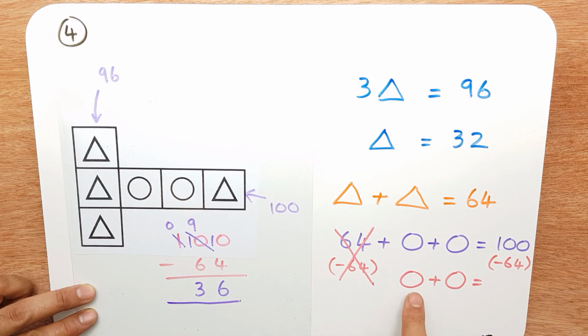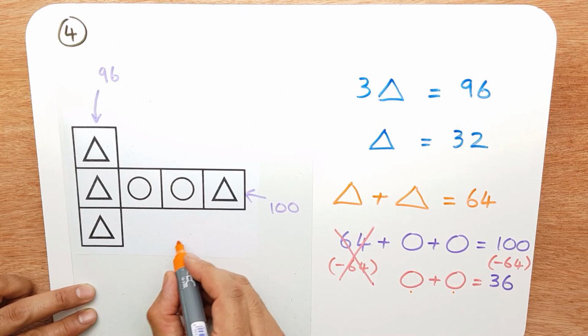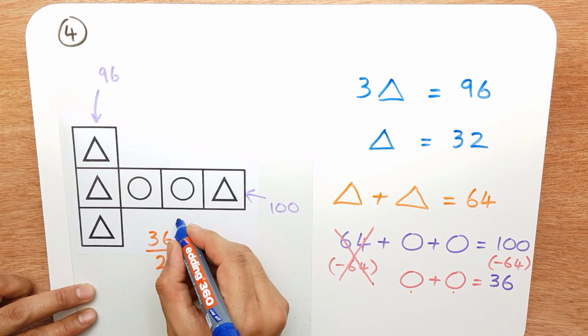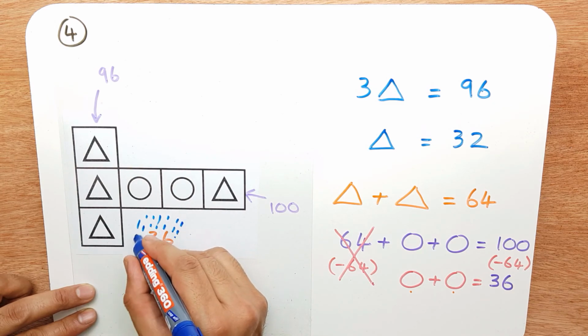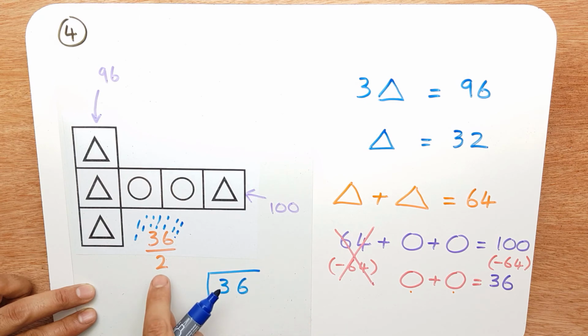So now I know that these 2 circles have a total of 36. So what I now simply do is share this 36 between these 2 circles. So my calculation would be 36 shared by 2. Again, it's raining. It's 36 that is getting wet, so I build it a bus shelter here, put 36 inside, and I have to put the 2 outside.